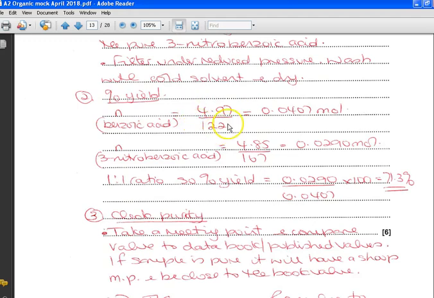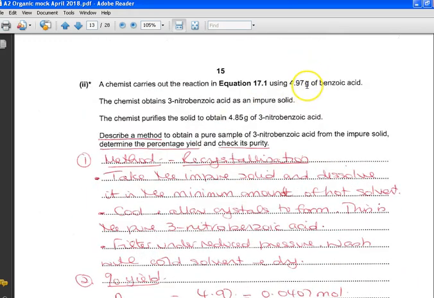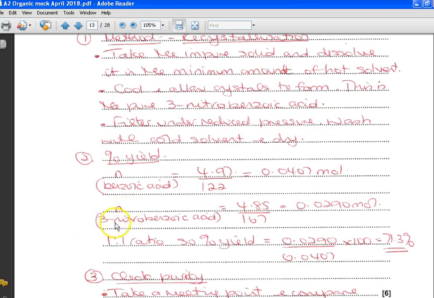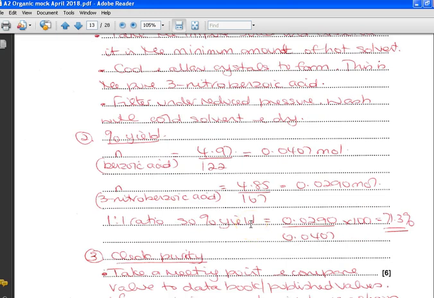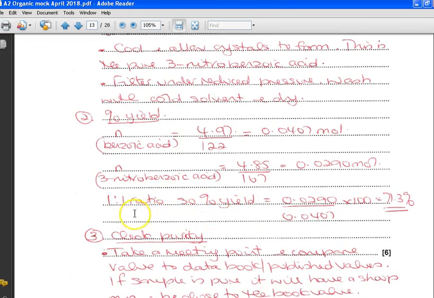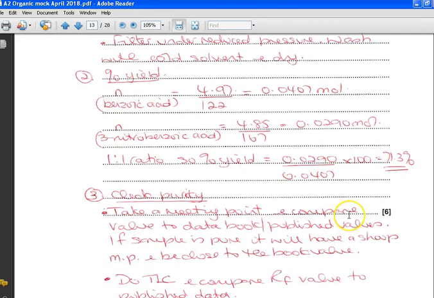Work out your moles of benzoic acid from your mass up here. Okay. Work out the moles of nitrobenzoic acid, again from the moles in question. Yeah, obviously you need to work out the molar mass of these two, so you need to know what they look like. And then it's a 1-to-1 ratio, so basically divide the benzoic acid moles into the nitrobenzoic acid and multiply by 100. Okay, so there's your 71.3%.